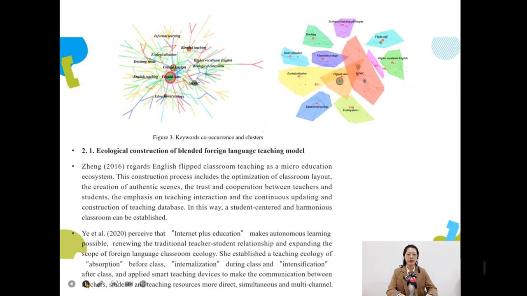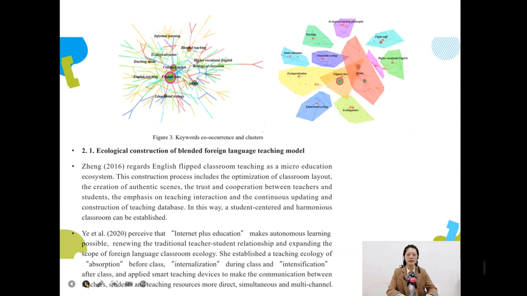This kind of nodes appeared early, with a steady number of papers published each year. For example, Zheng regards English flipped classroom teaching as a microeducation ecosystem. This construction process includes the optimization of classroom layout, the creation of authentic scenes, the trust and the cooperation between teachers and students, the emphasis on teaching interactions, and the continuous upgrading and construction of the teaching database. In this way, a student-centered and harmonious classroom can be established.